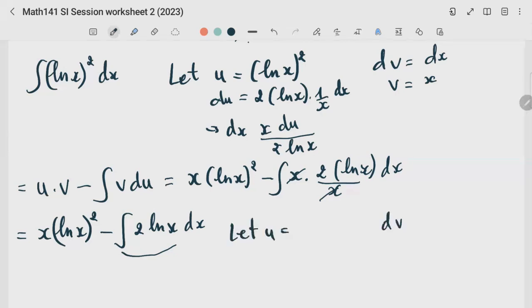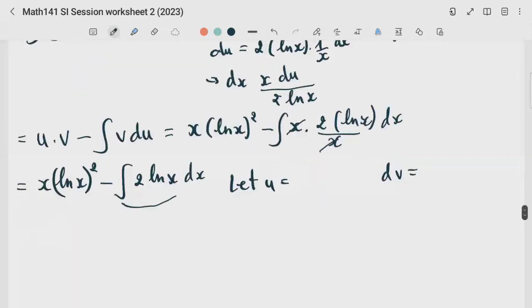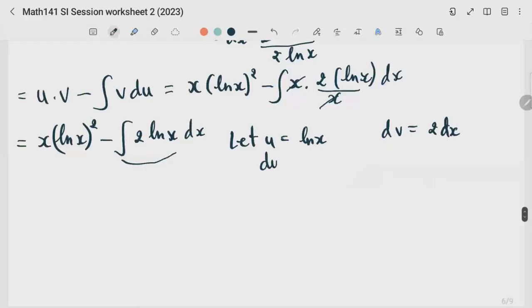Sorry, can you repeat that again? I think there's a lot of background noise there. U should be ln x and dv should be 2dx. Right, so let's try that. So our u should be ln x, our dv should be 2dx. So that means that our du will be 1 over x dx, right? And our v will be 2x, right?